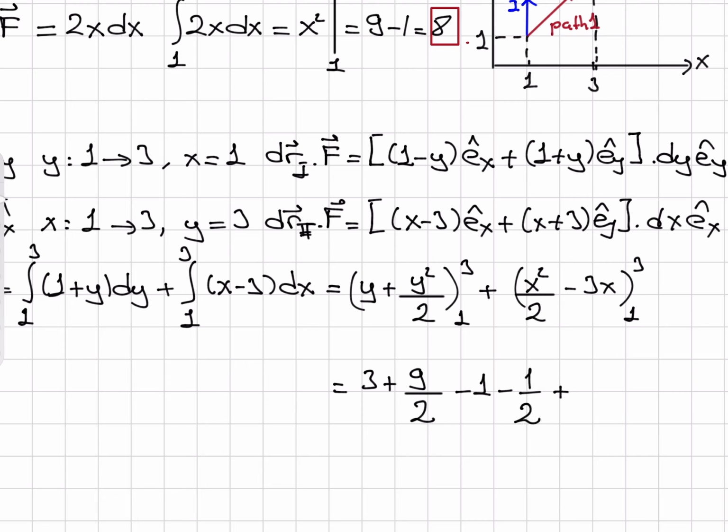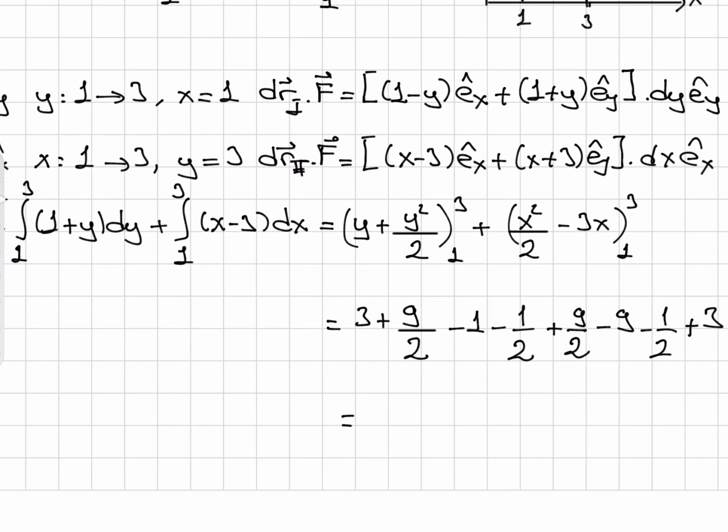And here I have 9 over 2 minus 9. And then I have minus 1 over 2 plus 3. So what is the answer? 9 over 2 plus 9 over 2 will give me a 9. So this is my 9. And then I have 3 plus 3 giving me a 6 here. So these two giving me a 6.